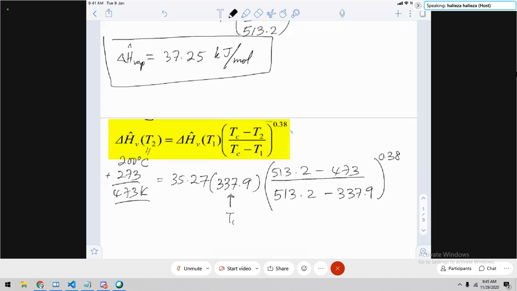If you do that calculation, what is your answer, guys? Are you still with me? What is your answer? So the latent heat of vaporization at 200 degrees C is equal to what? Let me see what the answer from the textbook is. This is using the estimate. I'm using the actual, the measured value. The textbook uses the estimate. So what's the answer, guys?